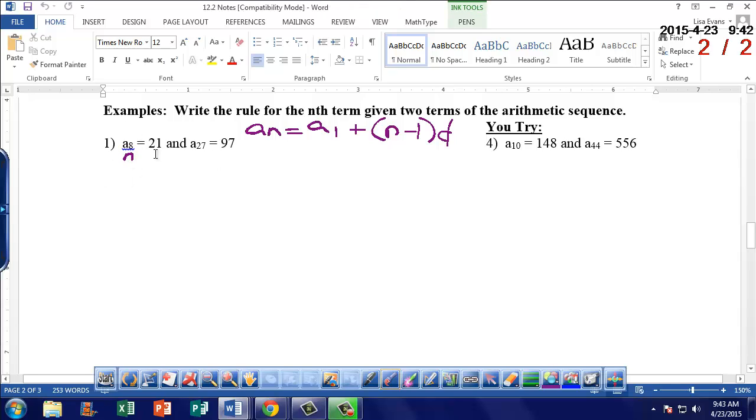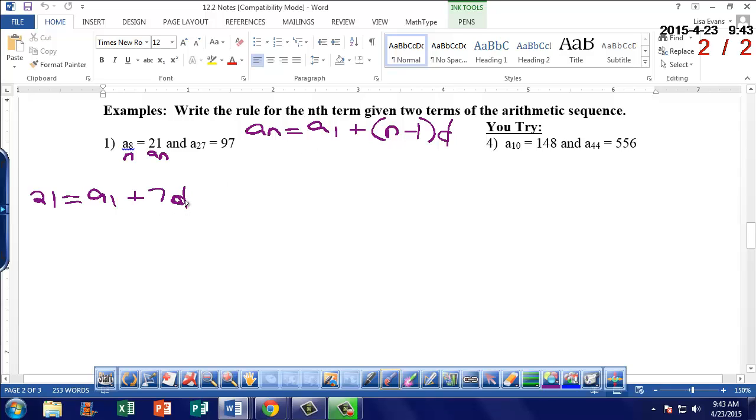This goes in for n, this goes in for a sub n. We're going to do that. We're going to ignore this for right now. Okay, so go ahead and do that. So we have 21 equals a sub 1. 8 goes in for n. So I'm just going to write it as 8 minus 1. I'm going to write it as 7d.